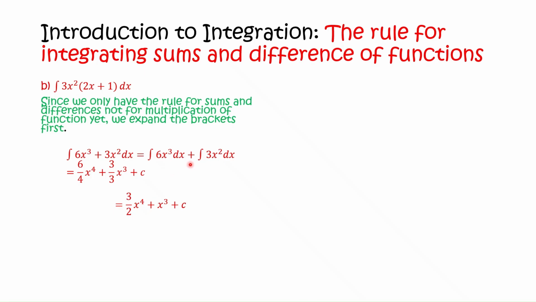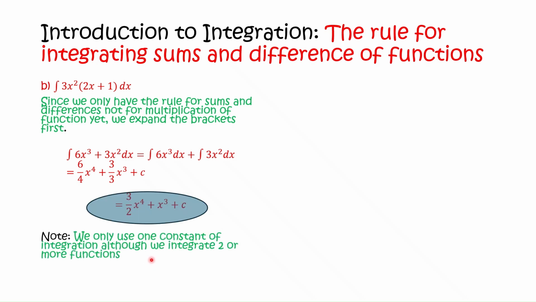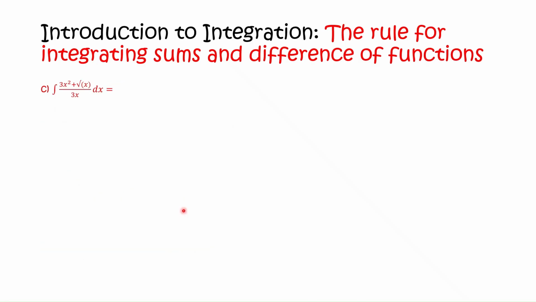That would give us 6 over 4 x to the power 4 plus 3 over 3 x cubed plus c. Now simplifying that, we would get 3 over 2 x to the power 4 plus x cubed plus c. So that is how we would get to our solution. So now we still use the same constant of integration, because remember, no matter how many terms we integrate separately, the constant of integration remains the same. It's just 1. We don't have 3 of them or 2 of them. It's just 1. Right. So we move on to C.